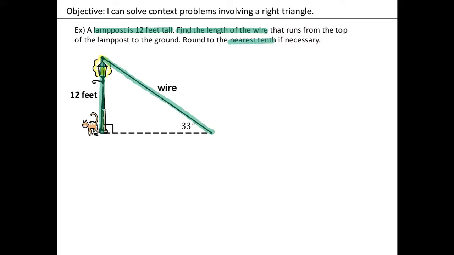So I need to figure out where to put my X. I know that this is 12. This is what I'm looking for. So when it says find, that's where you want to put an X. So I'm finding the length of the wire, so that's where I'm going to put my X up there. Okay?